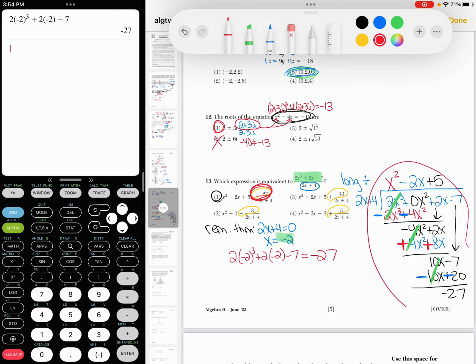So you could have skipped all of this, or let's say you even try long division and you're like, oh, it's just not working. Maybe you missed a sign. We all make mistakes. These things happen. You should have another method in your back pocket.